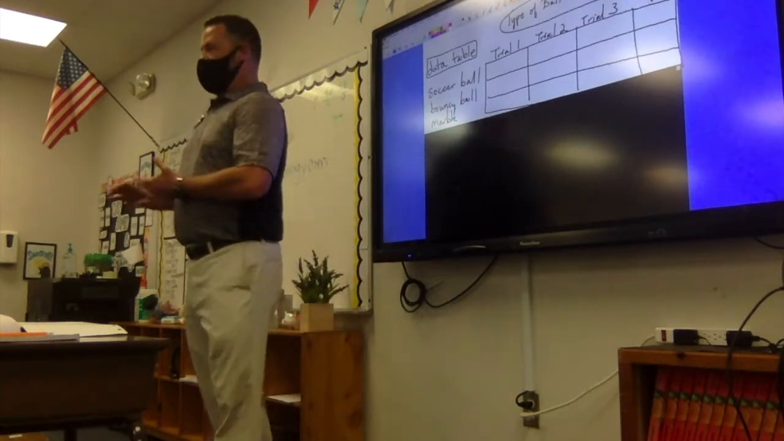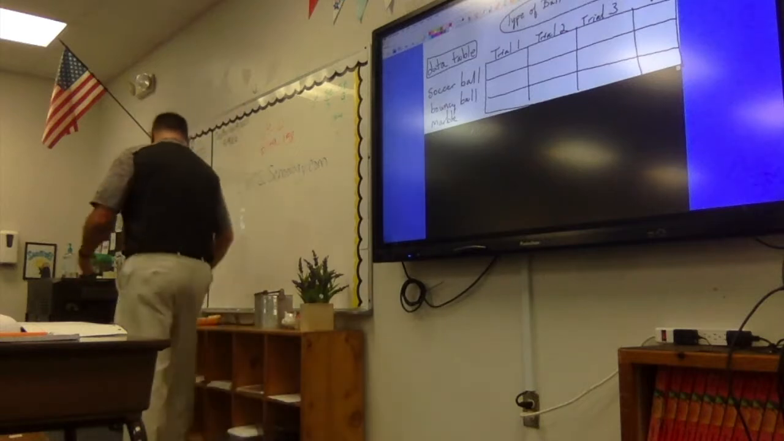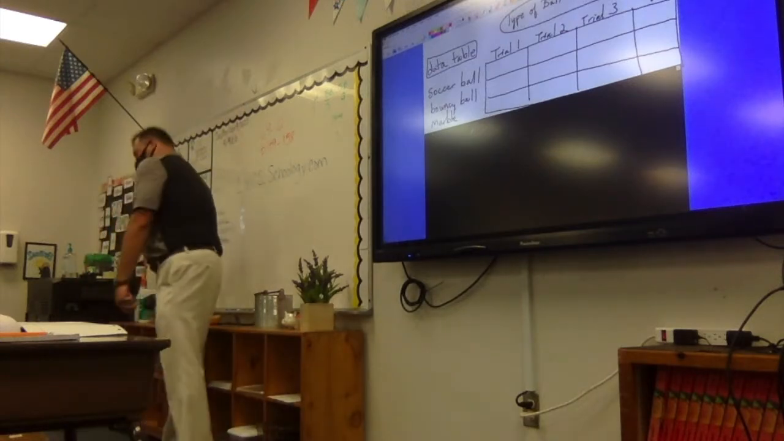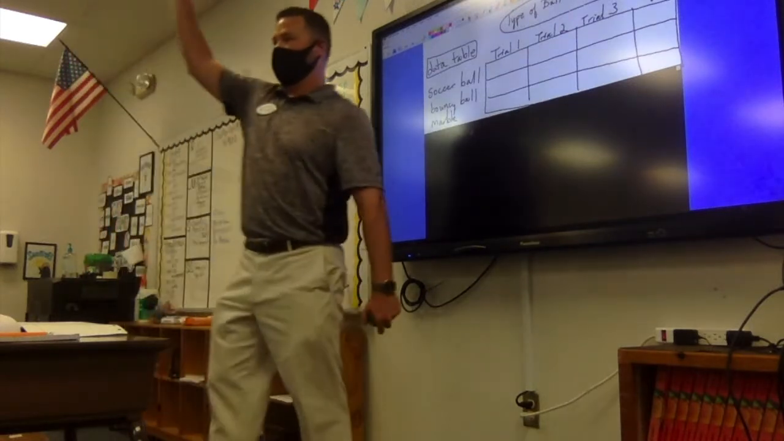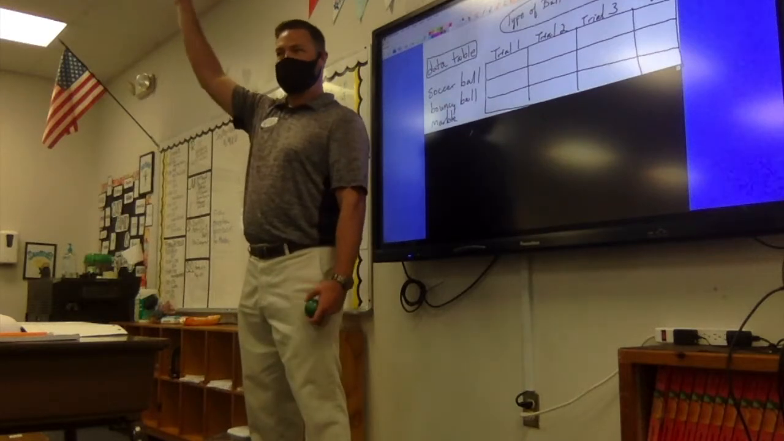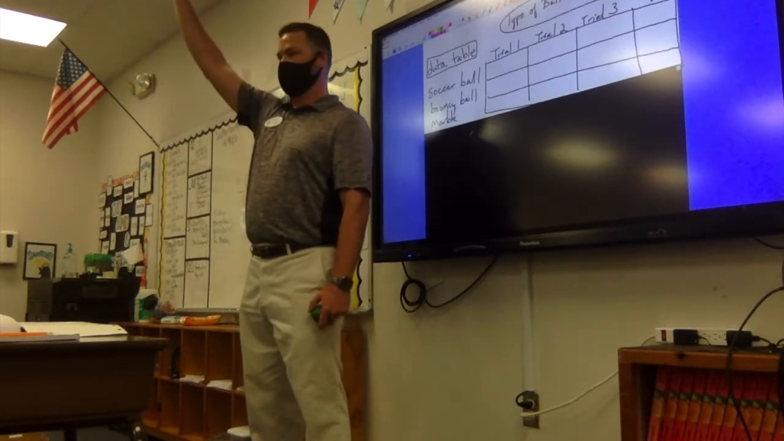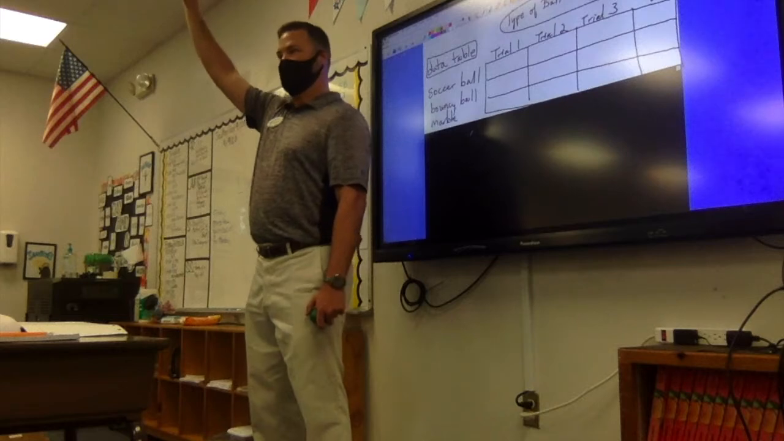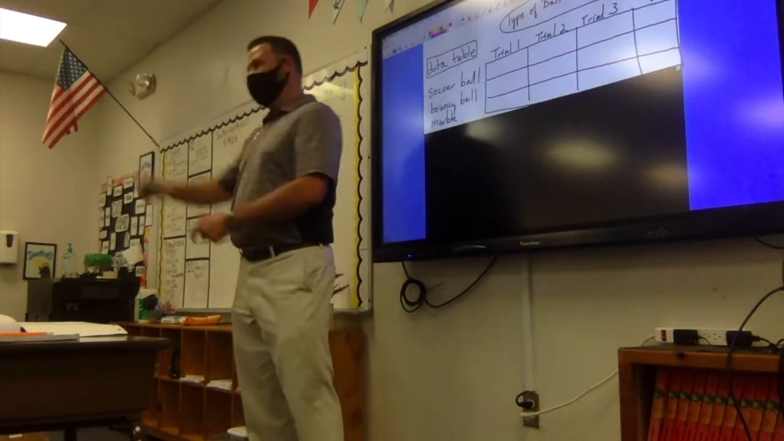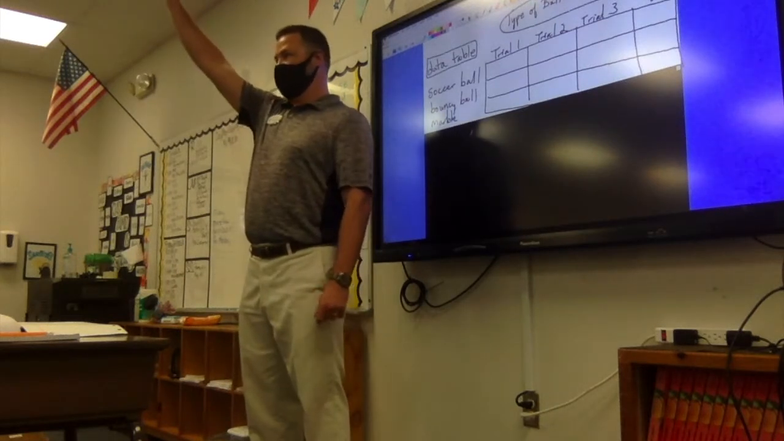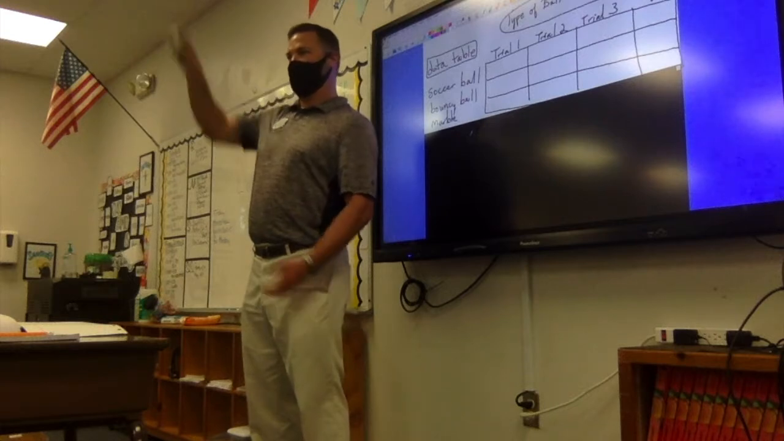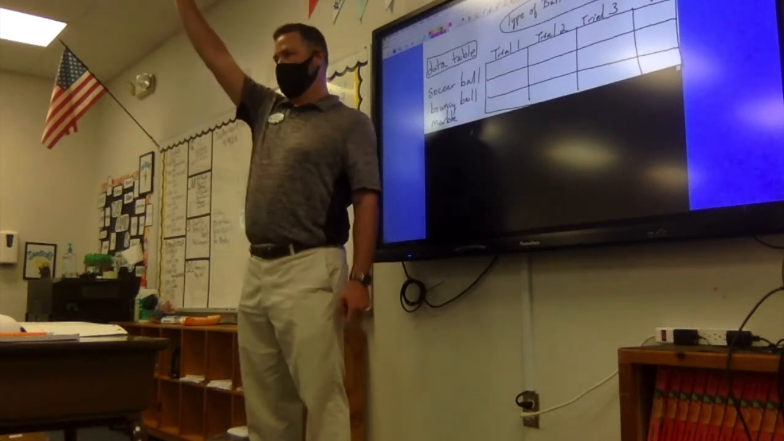Then I would take my hypothesis. So I'll get a quick, how many of you think this ball will roll the farthest? Not the fastest, the farthest. Real high. 1. How many of you think this ball is going to roll the farthest? Quite a few of you. How many of you think the marble is going to roll the farthest?